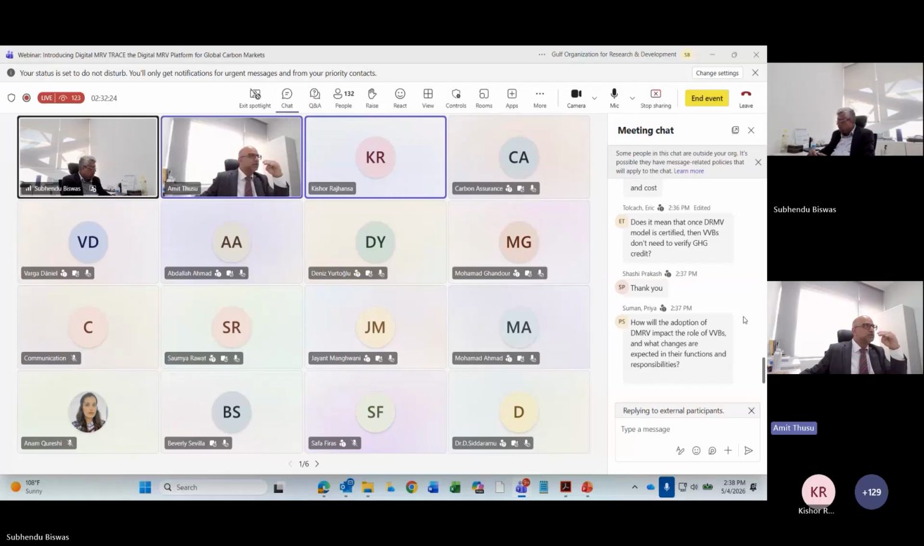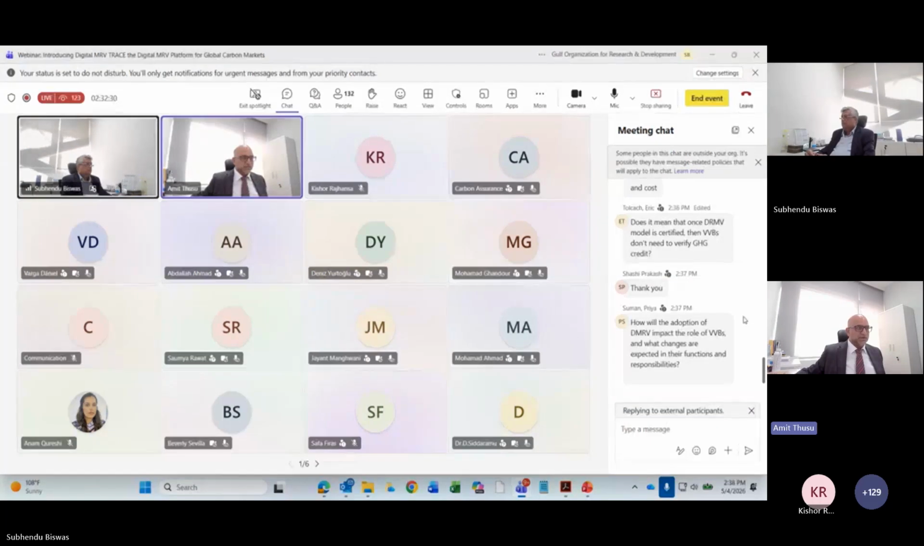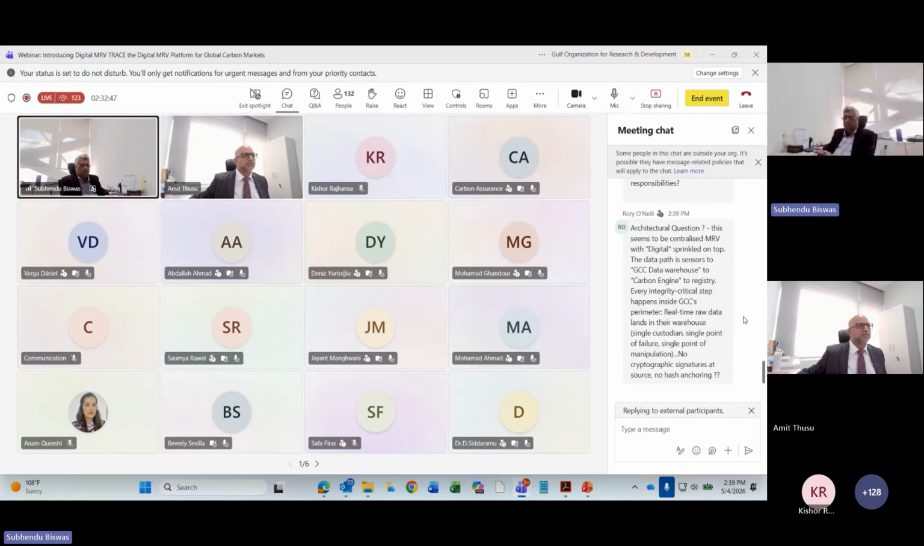I think these questions are important from the point of view of understanding. The one from Eric: does it mean that once the DMRV model is certified, VVBs do not need to verify GHG credit? No. What we are saying is, each time we do a classical verification, we keep asking: what is the serial number? When was it last certified? Is the certificate valid at this point in time? Where is it located? Show me the location of it. What we say is that once this whole thing is certified, you don't need to look at the infrastructure again, because it's certified, unless there's a change in it.